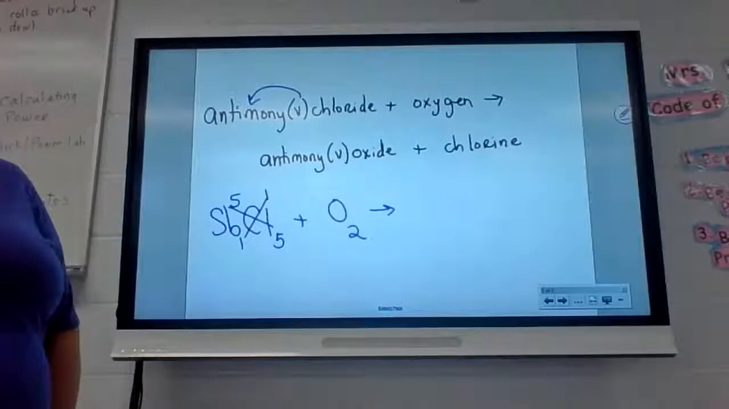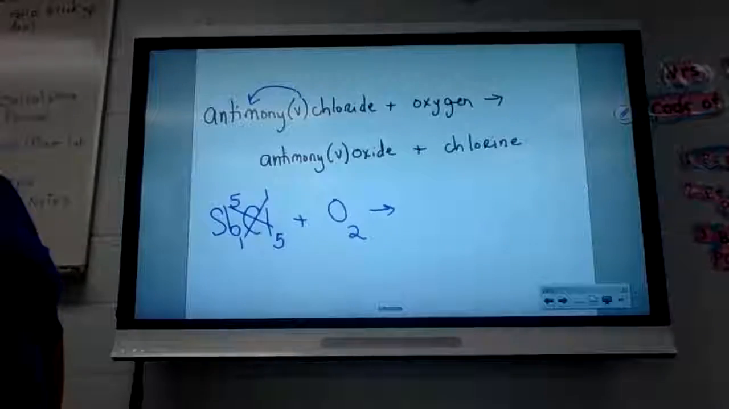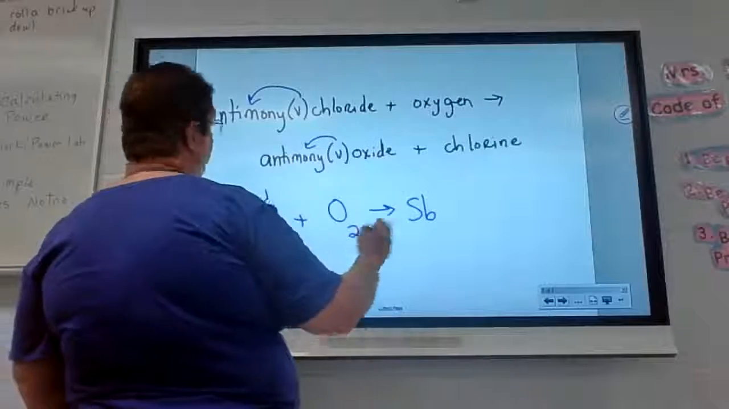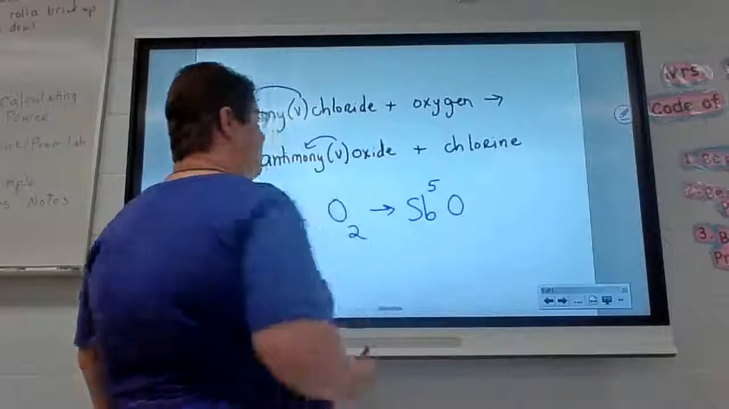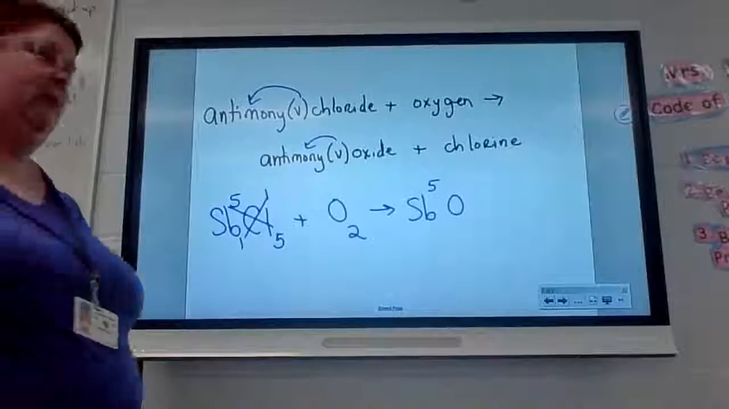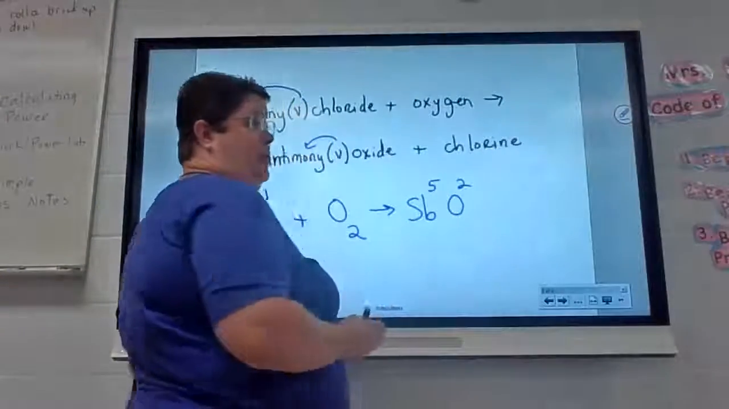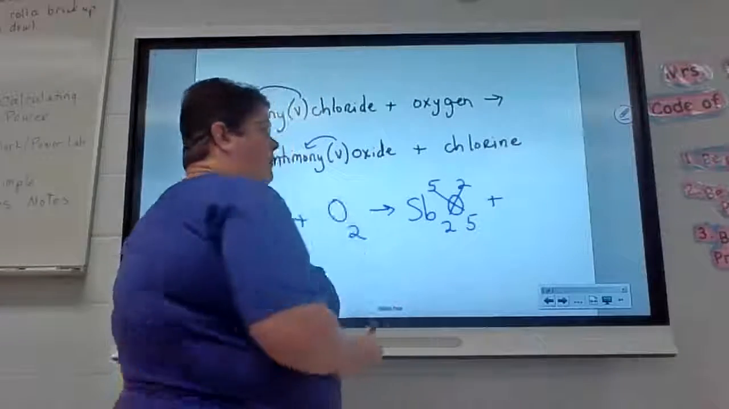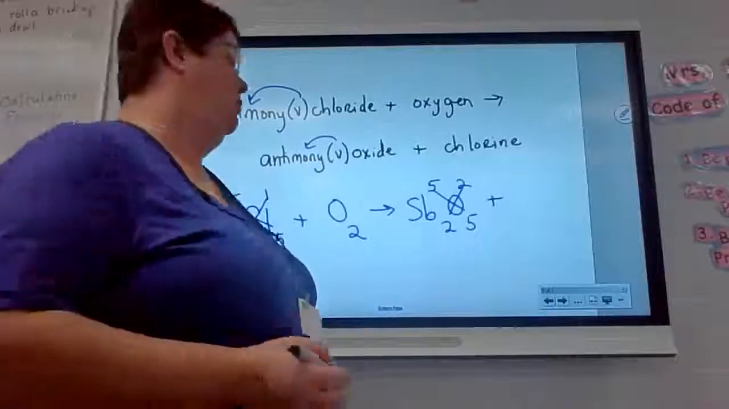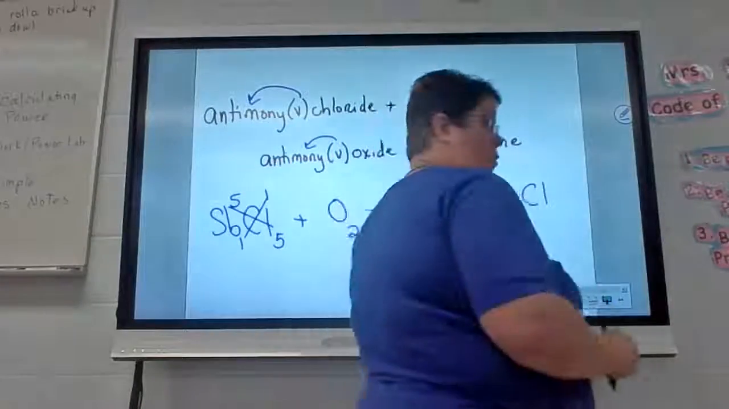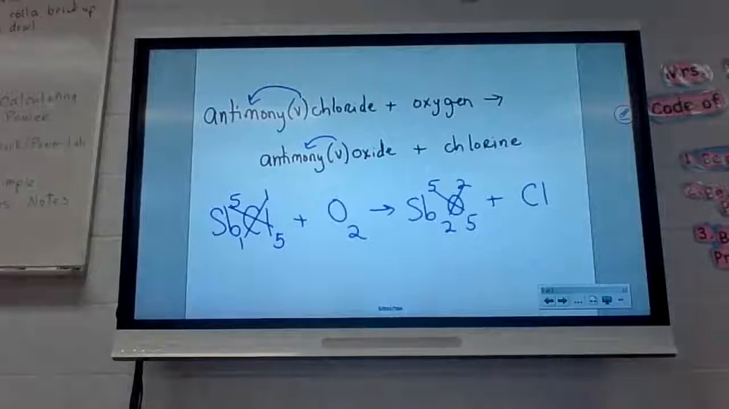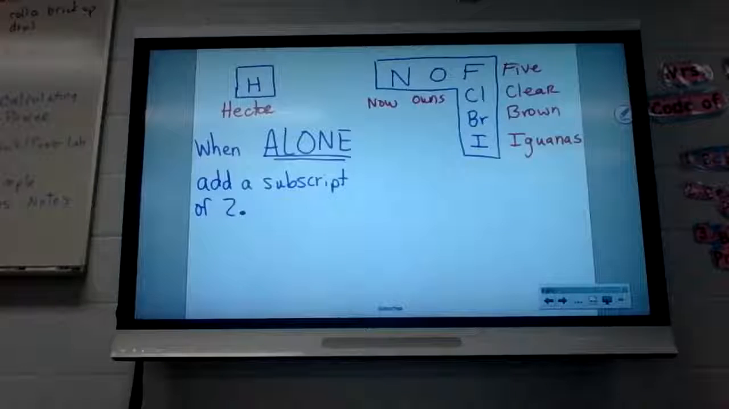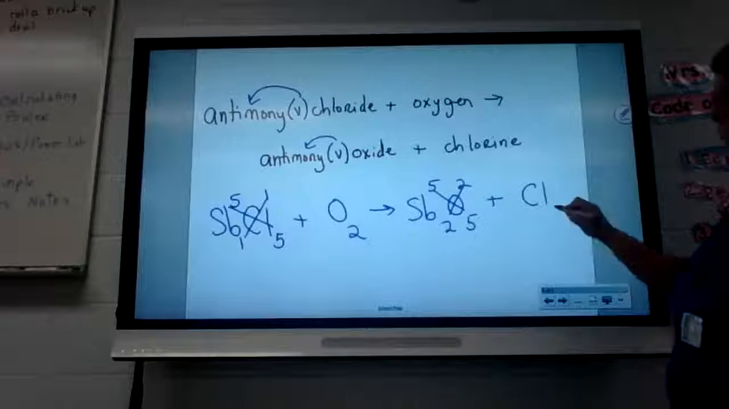Okay? Now, antimony 5 oxide. Antimony is Sb. Its oxidation number is still a 5. Oxide. What's oxygen's oxidation number? -2. Again, we just need the 2. We're not using the positives or negatives. 2 comes down, 5 comes down. Plus chlorine. Chlorine is by itself. It's an element. We don't need oxidation numbers for elements. We just need to know, are they on the list of 7? Yeah. Then it gets a 2. We write 2.